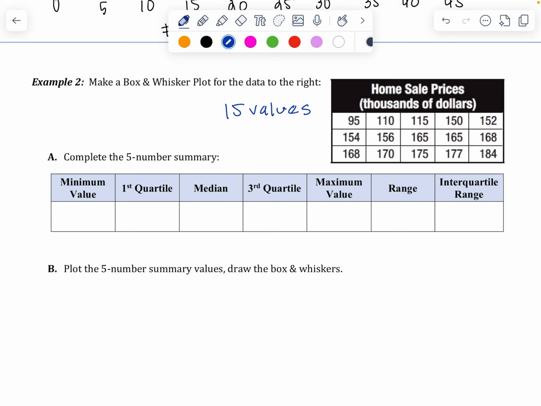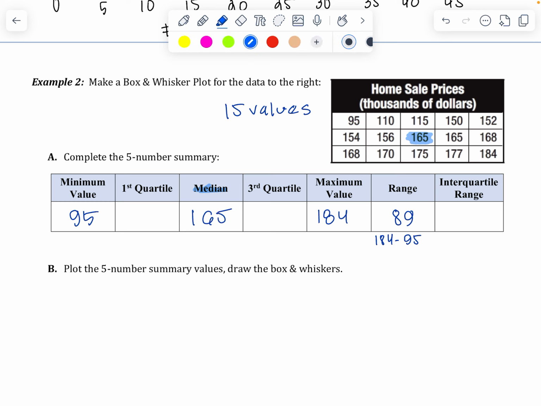All right, minimum value, 95. Maximum value, 184. Range, 184 minus 95, which is 89. All right, next, the median, which is the number in the middle. So when you have 15 pieces of data, there is a number in the middle, right? The 8th number is the number in the middle, because there's 7 numbers smaller than that, 7 numbers bigger than that. So that is 165.